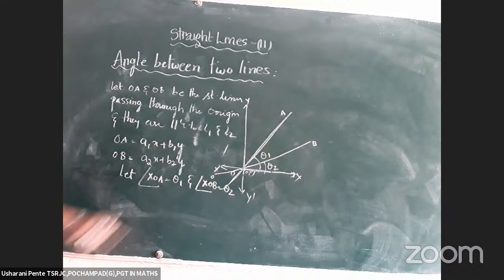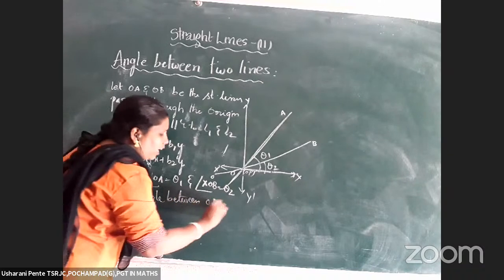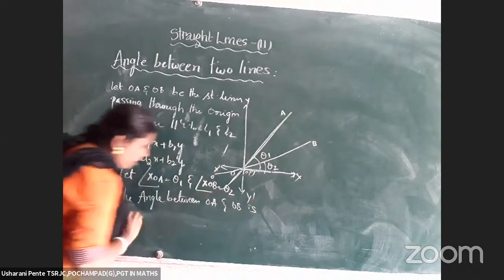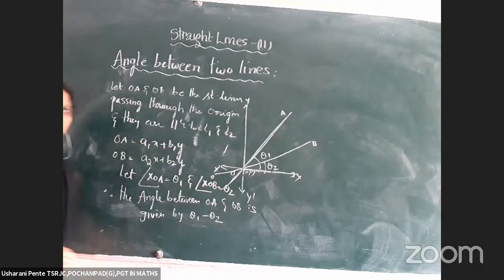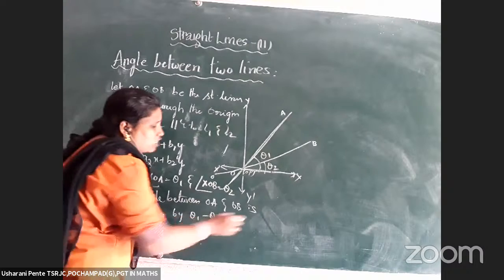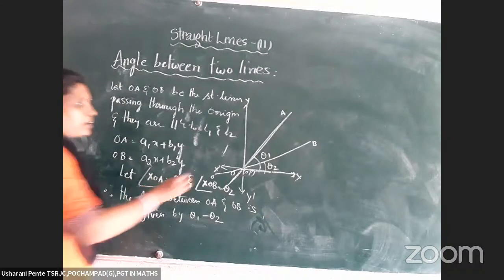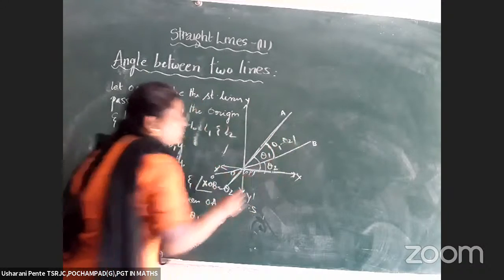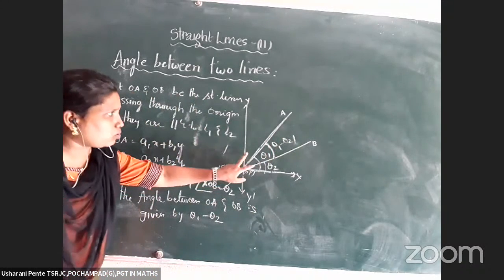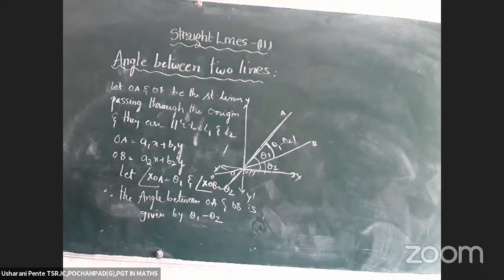Therefore, the angle between the two lines OA and OB is given by theta 1 minus theta 2, and it lies between pi by 2. This is nothing but what we need to find, that is theta 1 minus theta 2. This is the angle between the two lines OA and OB. Then we need to take the point.